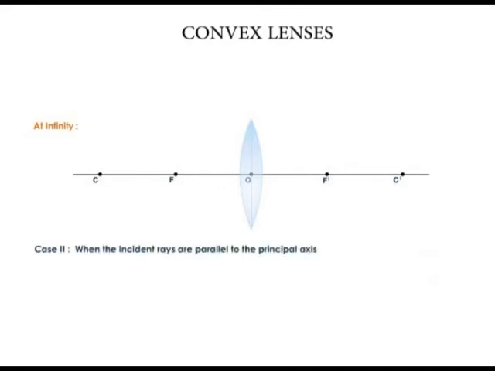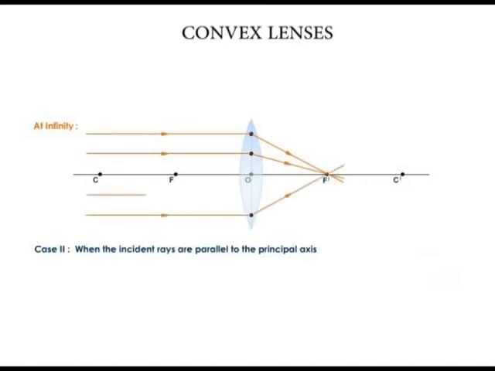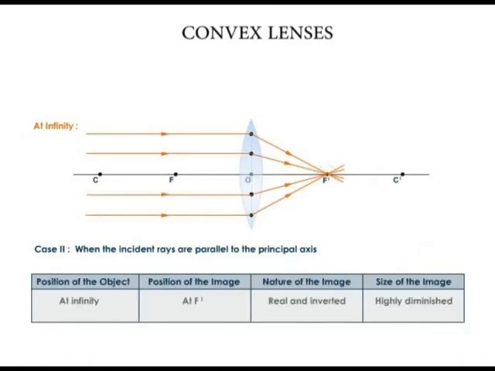Case 2. When the rays of light coming from the object are parallel to the principal axis. The rays of light parallel to the principal axis after refraction converge at the focal point. Thus, for an object at infinity, a real inverted and highly diminished image is formed at F.